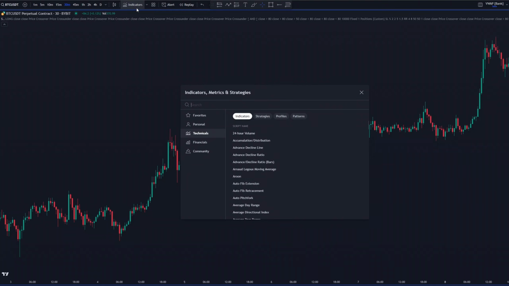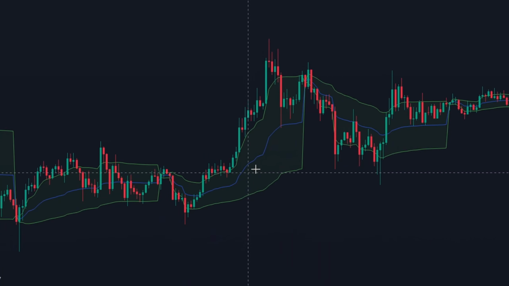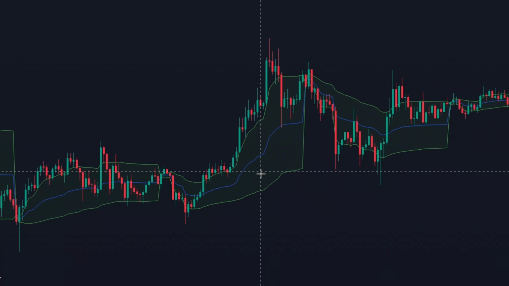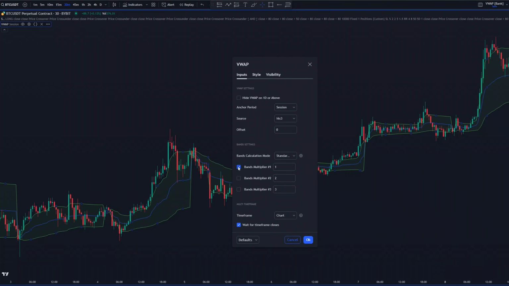Open the indicator section and type VWAP, and open this one, volume weighted average price. The indicator has a blue line and these gray bands. Today we will concentrate only on this blue line, so we can disable the bands multiplier.